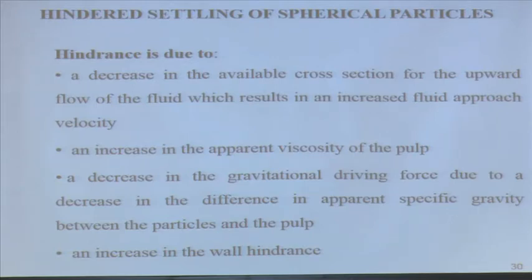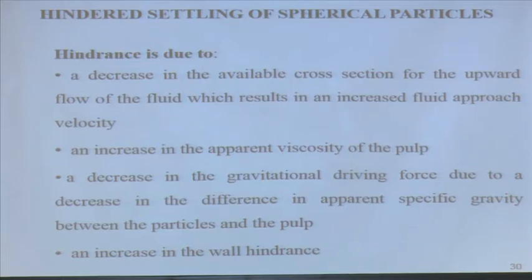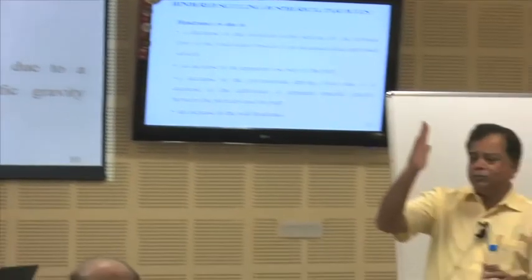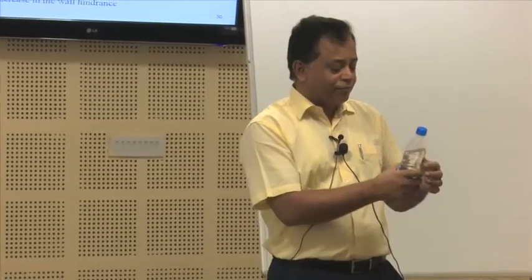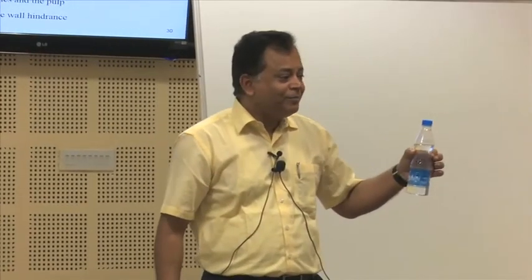That is your decrease in the available cross section, because if I have only 5, 6, 10 particles in this bottle, even the upward fluid will have many routes to go up. But if I have 30% by volume, then it has to reduce its upward velocity to find a possible path. So when the upward velocity of the fluid is reduced, the downward velocity of my particle will be reduced. That means my settling velocity will be reduced.